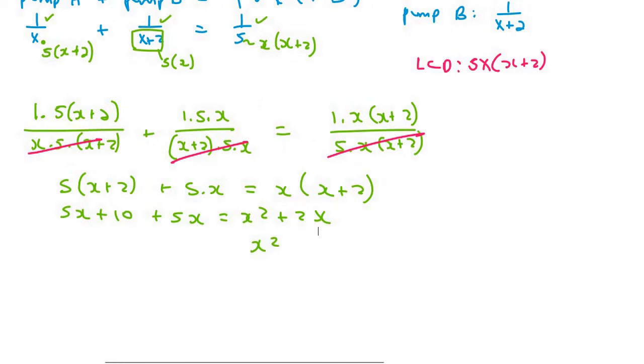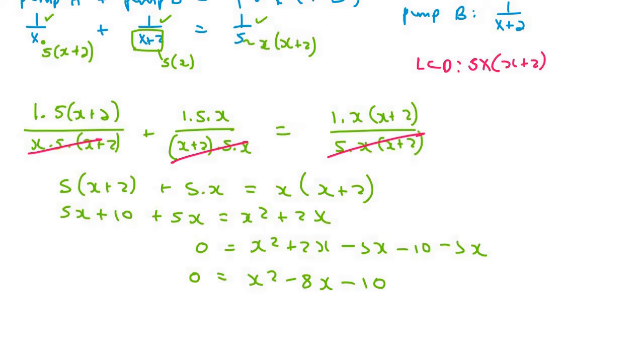And so it's going to give us x squared plus 2x minus 5x minus 10 minus 5x. I'm going to make that equal to 0, and then we can solve for x. So it's going to be minus 3, so it's minus 8x minus 10. And so I'd use the quadratic formula here and find that x is going to be 9.1, if we round this to 2 decimals, or x is going to be negative 1.10.